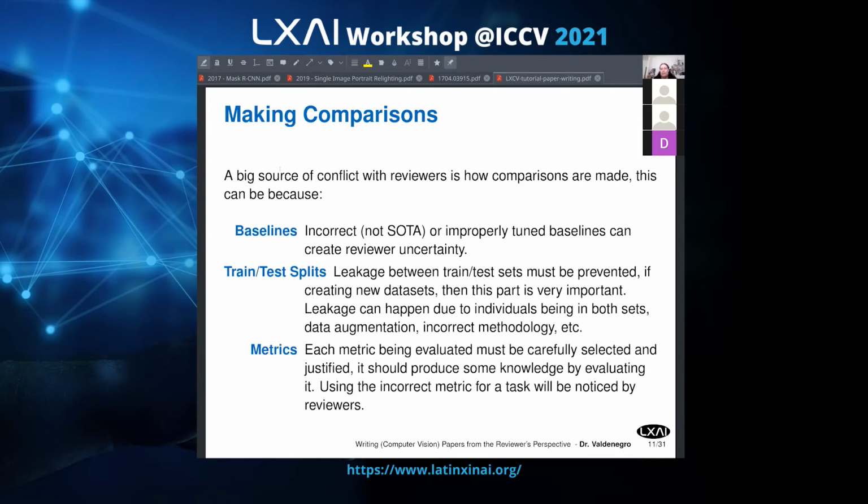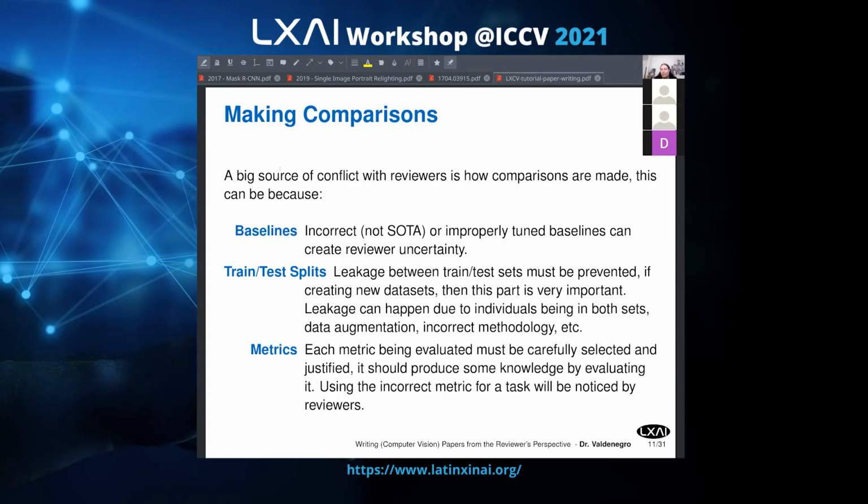Also, how to make comparisons. Another big source of conflict with reviewers is how comparisons are made. To start, baselines. If you have incorrect baselines, that are not part of CVPR or are very old, maybe more than 1 year old, then some reviewers will complain, especially if the field moves very fast, and the computer vision field moves really, really fast.